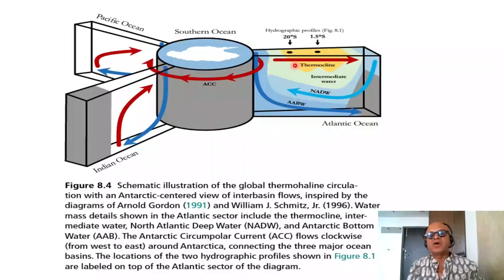The Atlantic Ocean is shown with some detail here, so you have the Antarctic bottom water that sinks to the bottom and inundates the Atlantic Ocean in addition to the Indian and Pacific Oceans. North Atlantic deep water is forced to pick its neutral buoyancy location. It's a complicated circulation, but nonetheless we have made it look simple.